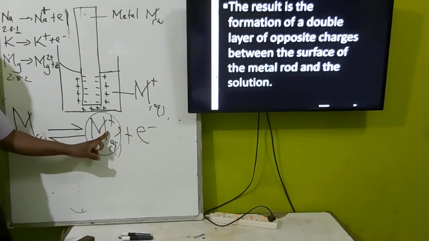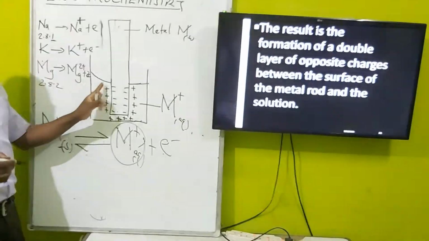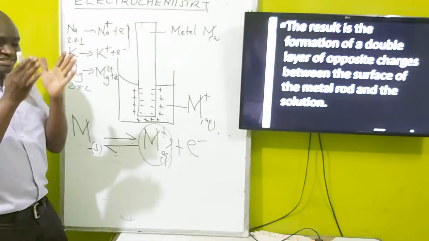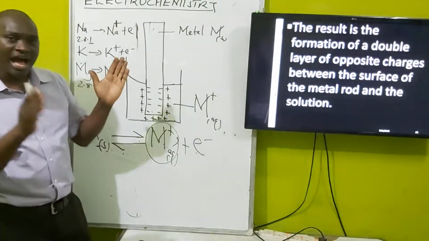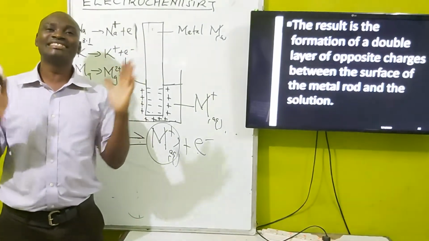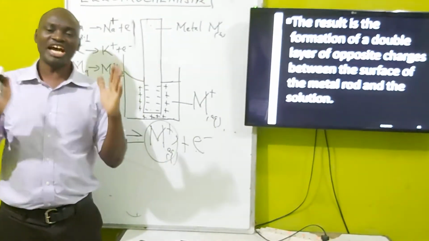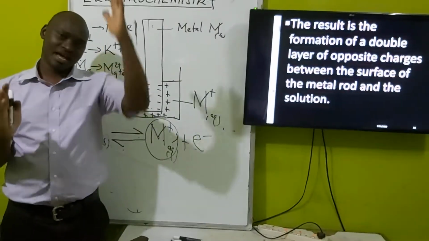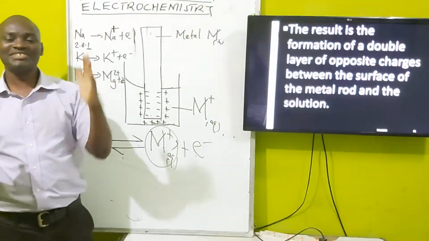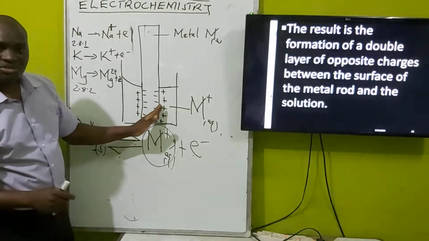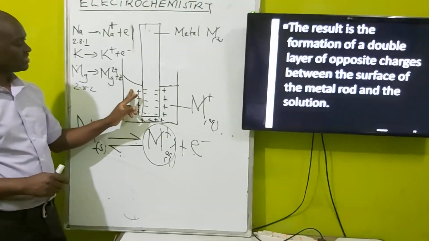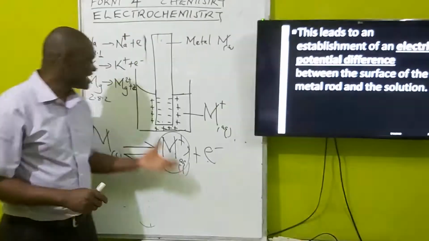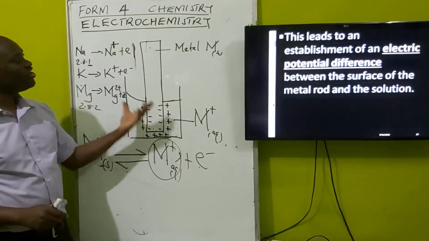So the positive ions will form a layer around the negatively charged metal rod, such that there is an area of charge density, a difference in charge density, where one side is positively charged and another side is negatively charged. Inside the solution, a layer of positive charge. On the surface of the metal rod, a layer of negative charge.